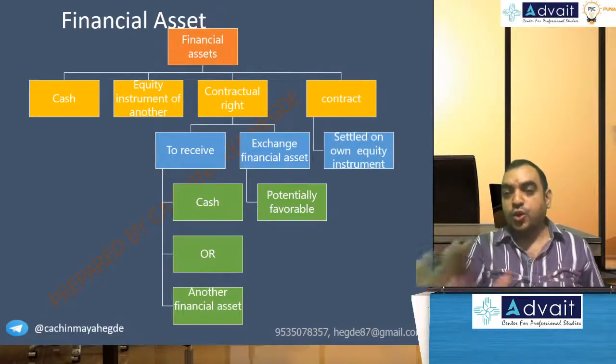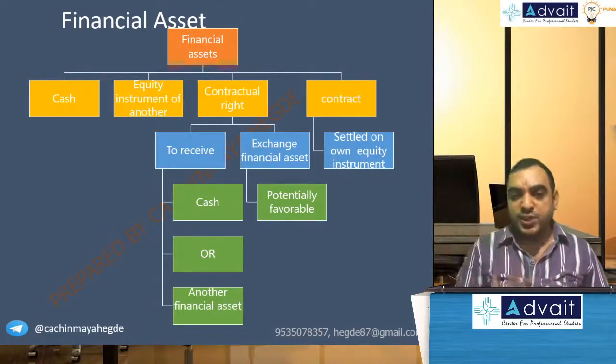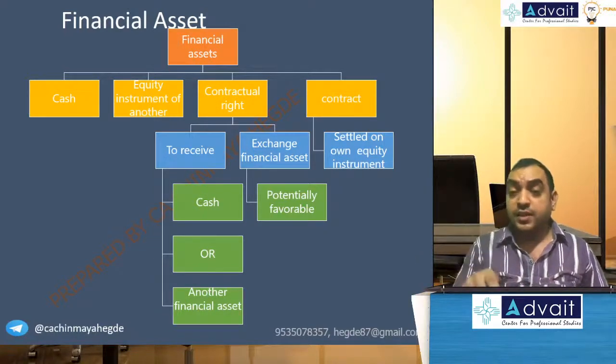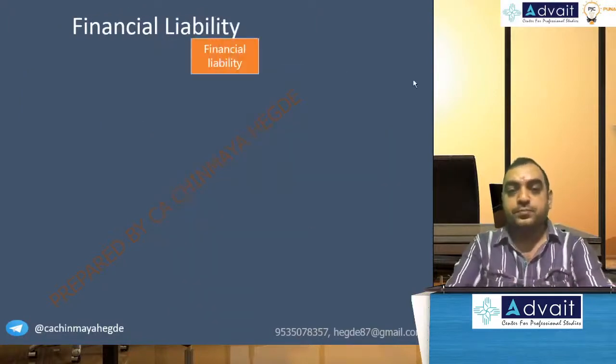And a contract settled in the entity's own equity instrument. This portion of financial asset is not so important, so we'll not discuss it, but the portion related to financial liability becomes important. We'll discuss that.